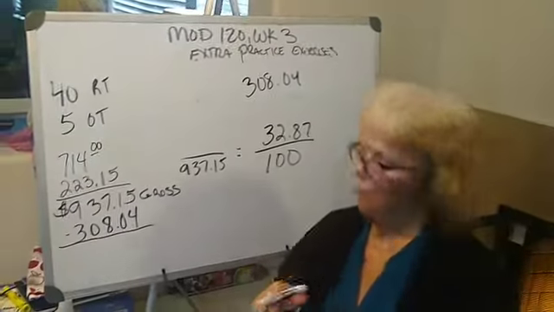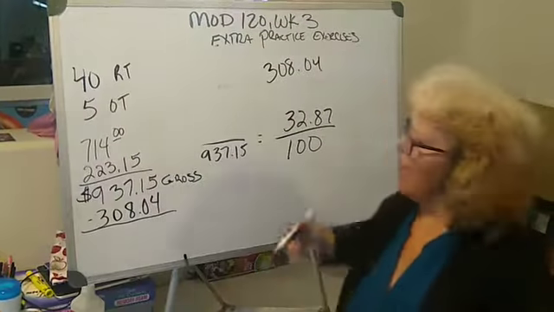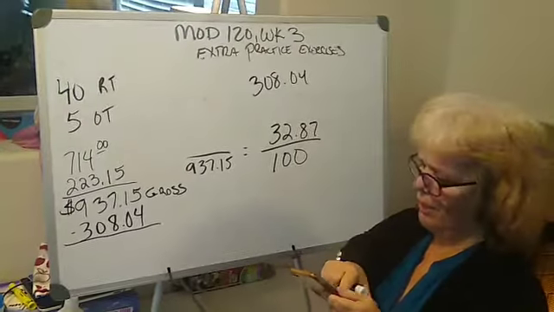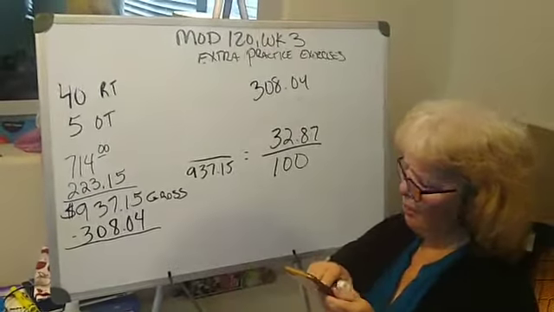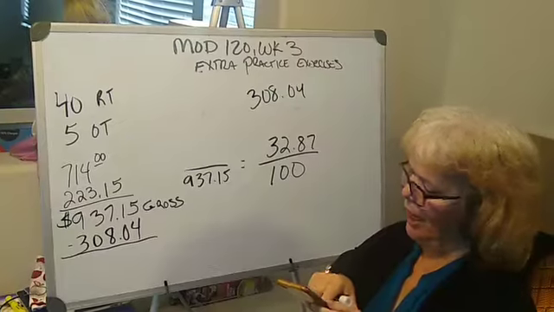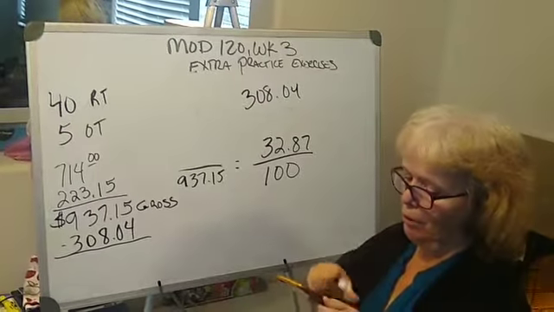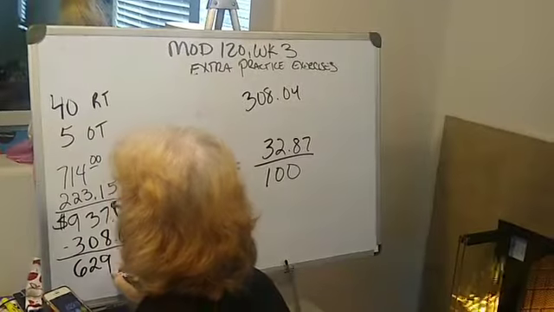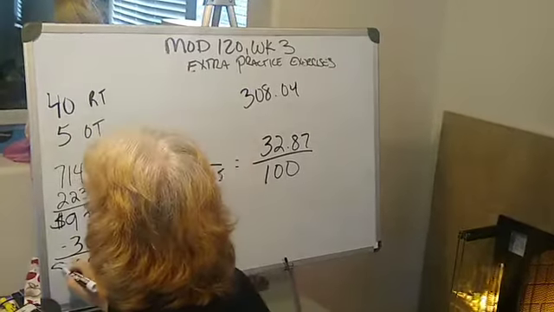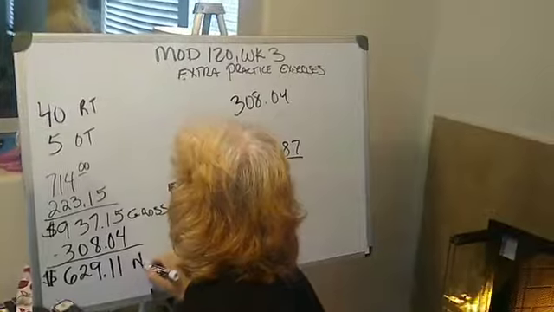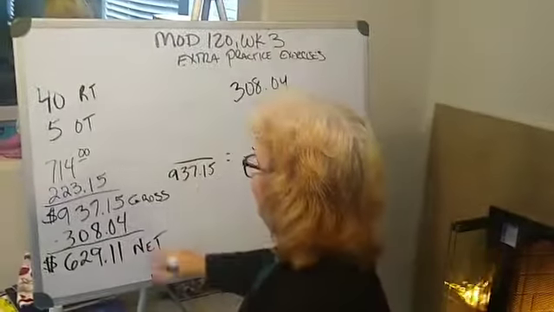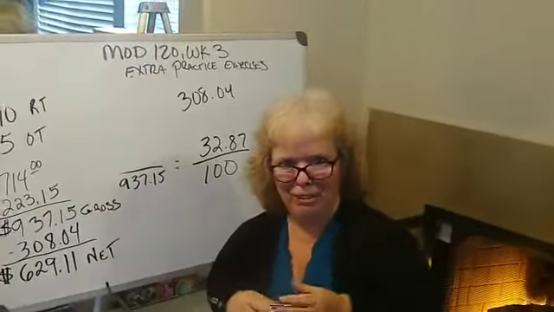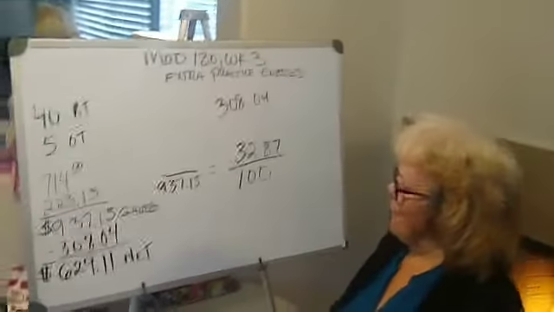Poor guy, he worked so hard, he did those hours overtime, and he's not going to end up with what he wanted. It's not what he expected. Minus 308.04 equals, so he's going to take home $629.11. He needs a good CPA. He does. That's his net. So hopefully he can get that back at the year end when he files his taxes. So that is number 8.